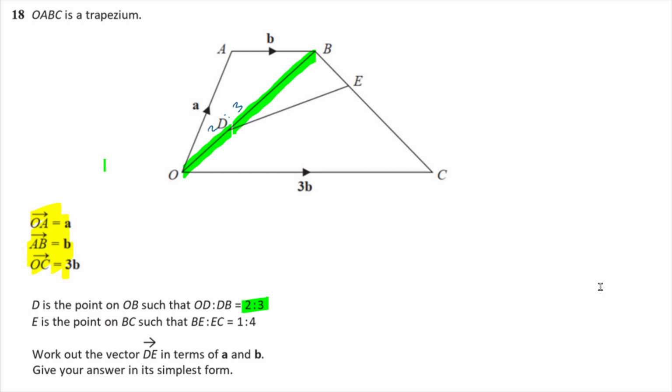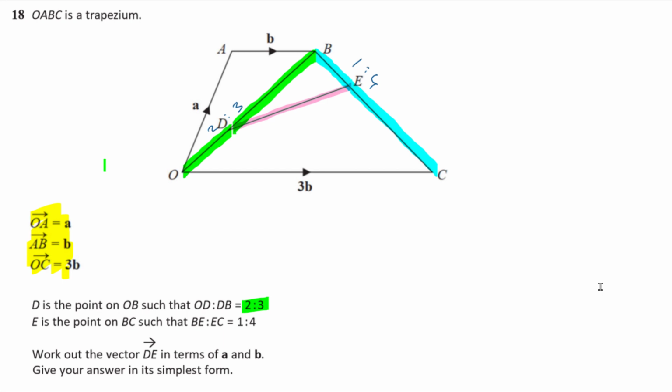Okay, so I don't know how long O to D is, but if you divide it by 2 and times it by 3, you would get D to B. And then B to E to C is in a ratio of 1 to 4. Where's B to E? So B to E to C, that is in the ratio of 1 to 4. Okay? I'm sure that's going to be very helpful. Work out the vector D to E in terms of A and B. So where is D to E? So I need to work out this vector.